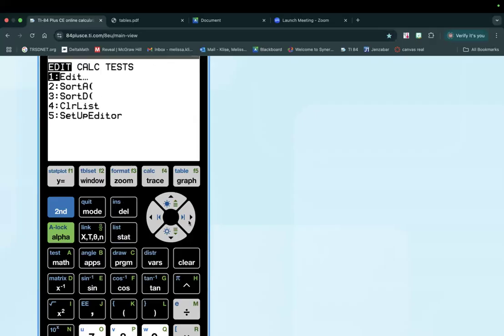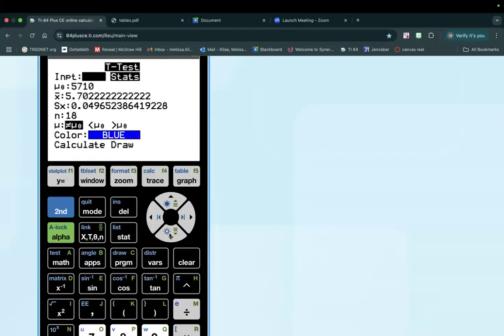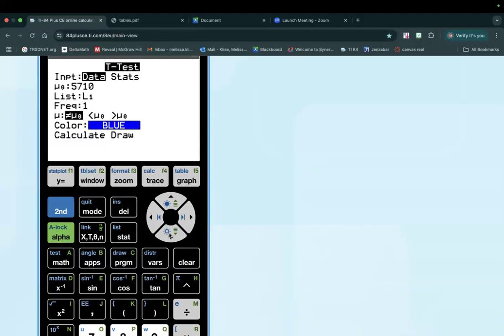Okay, so we're going to go to stat, over to tests, and go down to t-test. We have data in our list, so we're going to go there. But I do, however, need to put something into it. It does not know what my null hypothesis is. So I have to put that value in because the calculator does not know what my null hypothesis is. So that's what you're putting in for mu naught. Put your null hypothesis in there. And then your L1 is where I have my data, and frequency is just going to be 1.